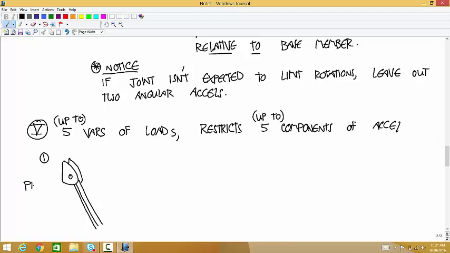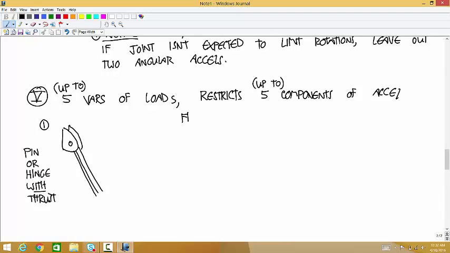This can be a pin or a hinge with thrust. The thrust means that the two brackets on the side of this member mean that the member has no ability to translate along the axis of the pin. So that's the difference between the pin without thrust and the pin with thrust.